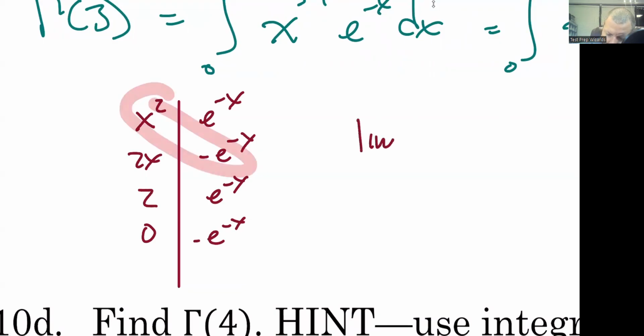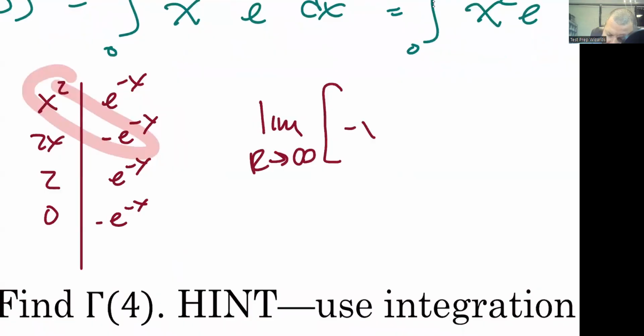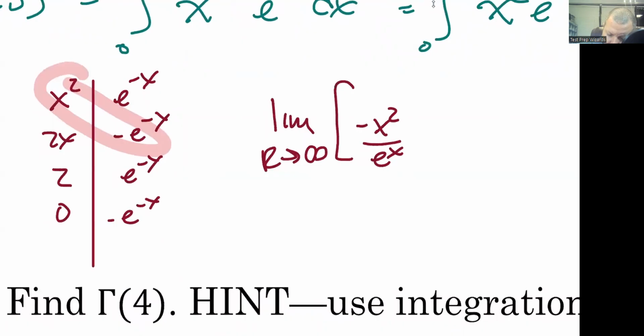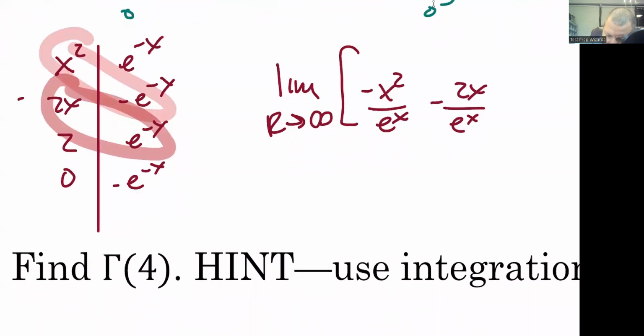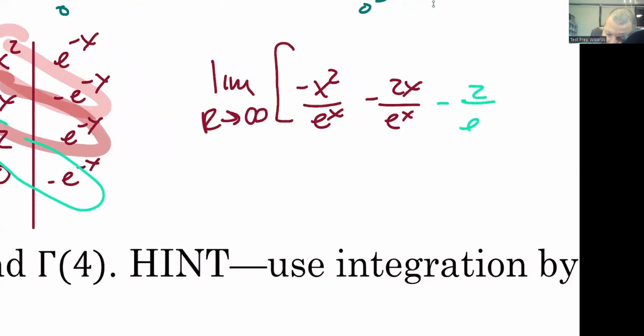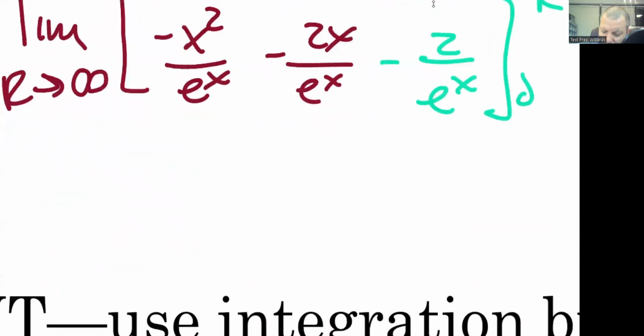So I'm going to have a limit as r approaches infinity of negative x squared e to the negative x, which I'm just going to write as x squared over e to the x, minus 2x over e to the x times those things. So we'd have plus, but plus and minus is going to be minus 2 over e to the x from 0 to r. And everything after that's going to be gone.